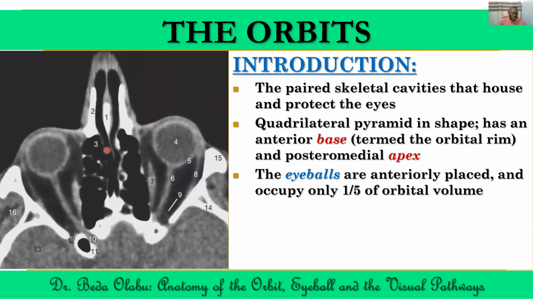Look at this image here. This is the eyeball labeled 4 with its wall there, label 5. And this is the orbit. You can see that only this part of the eyeball is within the orbit, and that occupies about a fifth of the total orbital volume. In this image, you can also appreciate that some parts of the globe are actually extraorbital, the anterior parts of the globe.